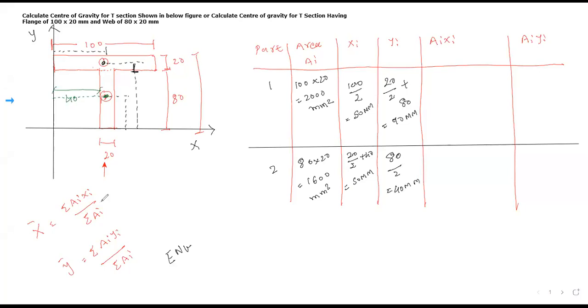Now, to calculate x bar, we have the equation summation ai xi by summation ai. From this equation we have prepared this table. So we need ai, we need xi, we need yi. That's the reason we are writing like this. ai into xi you have already calculated, put the value here. ai into yi you have already calculated, put the value here. Yes or no? So first calculate and give me the answer.